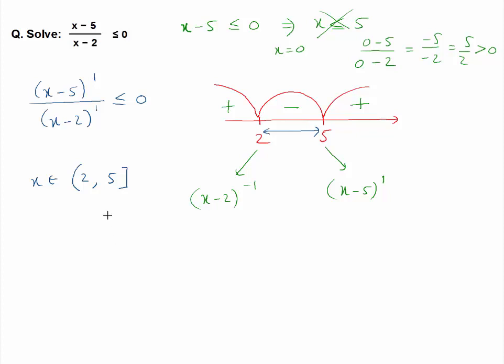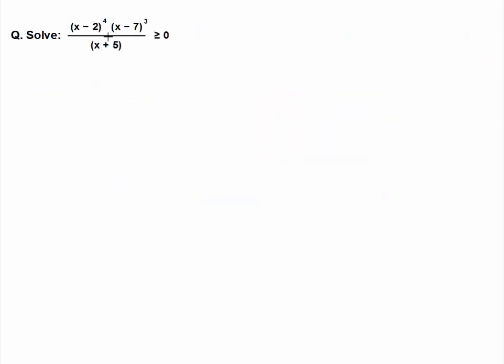So as we see, the same steps work even if you have factors in the denominator. The only thing we need to take care of is that whenever you have a factor in the denominator, those particular values would not be included because for those values, like in this case x equals 2, the expression is not defined. So the next question is: solve x minus 2 whole to the power 4 multiplied by x minus 7 whole cube, divided by x plus 5, greater than or equal to 0.